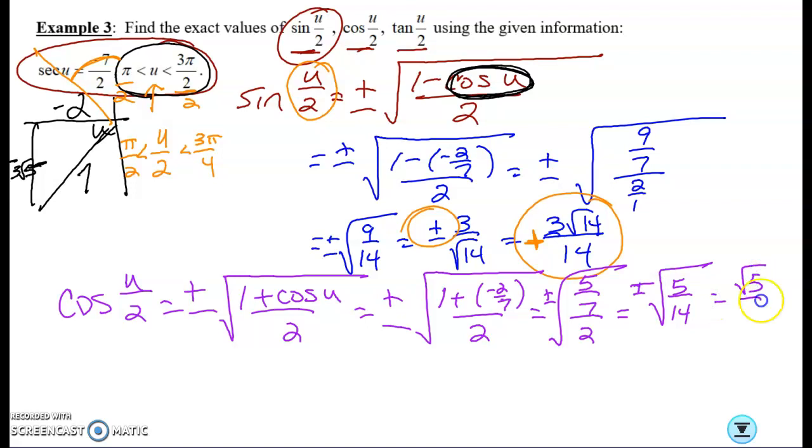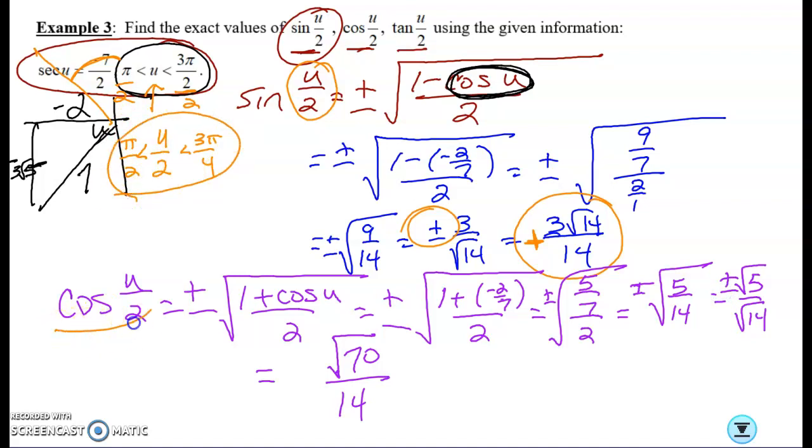This is the square root of 5 over the square root of 14. So we have to rationalize that. It's not pretty, but that's okay. 5 times 14 is equal to 70. And then we would just get 14 on the bottom. And it's time to think about the plus or minus. Okay, back up here, we said u divided by 2 is in the second quadrant. Well, cosine's negative in the second quadrant. So this final answer is going to be negative.